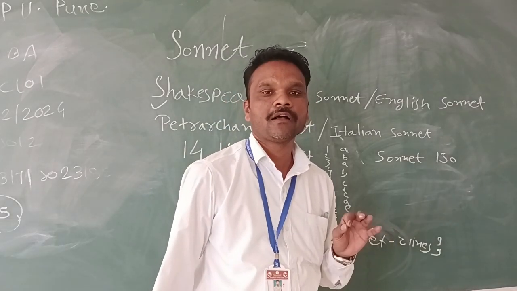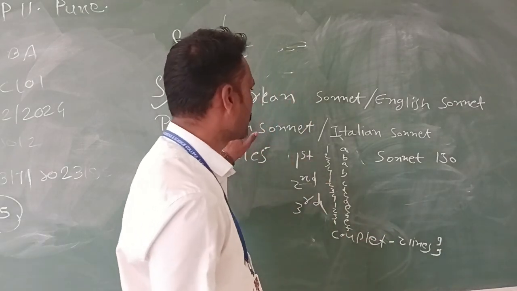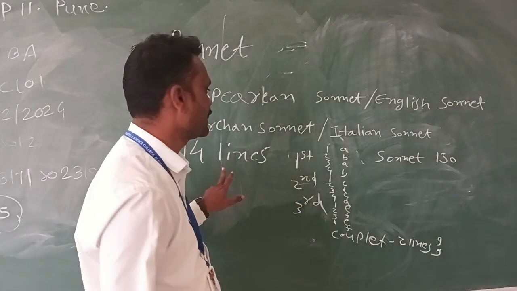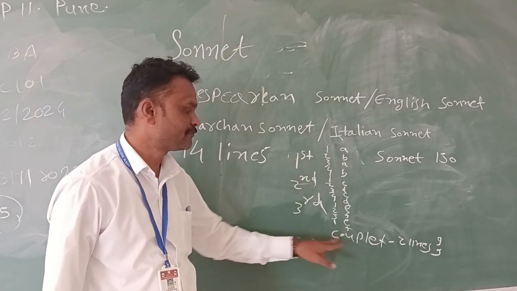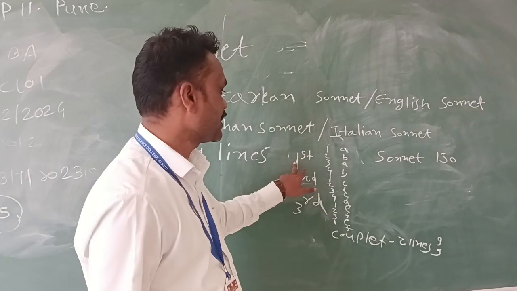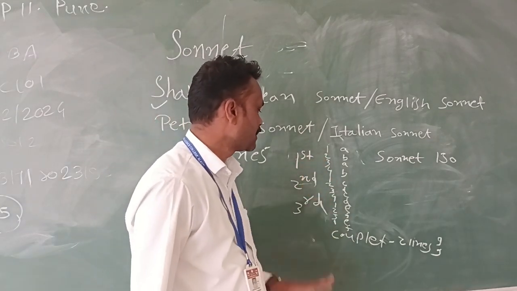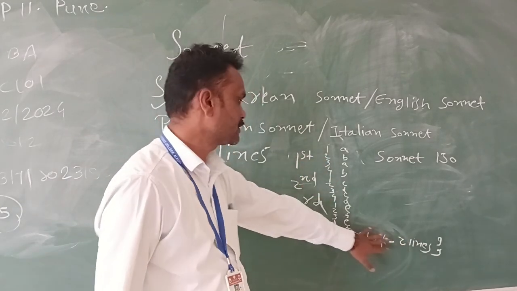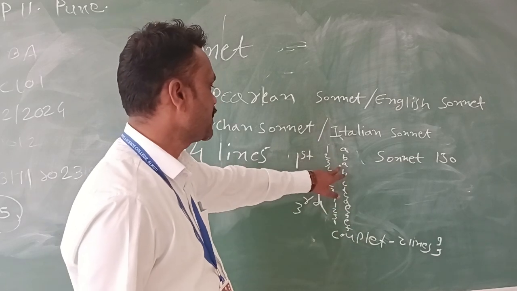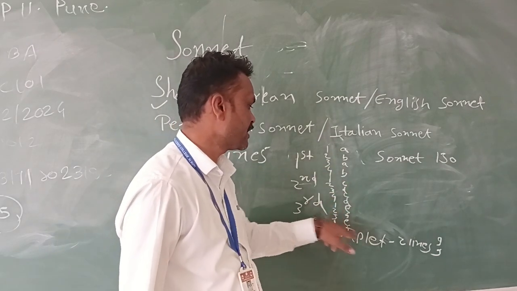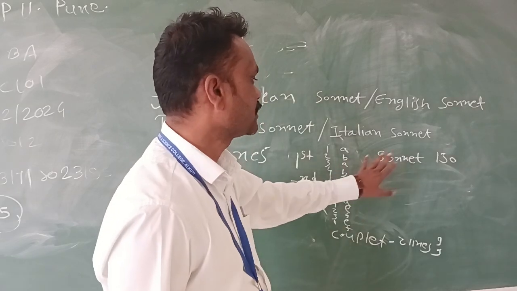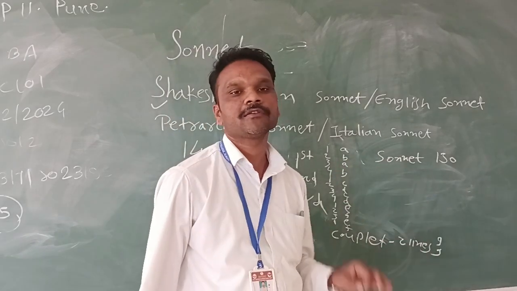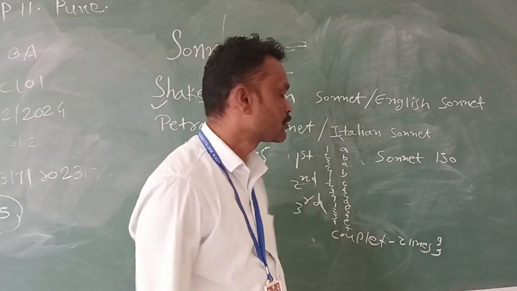So we will discuss the Shakespearean sonnet again. It has 14 lines and is divided into 3 stanzas and 1 couplet. Each stanza has 4 lines and the couplet has 2 lines. The rhyme scheme is A B A B C D C D E F E F G G. And the best example is the sonnet Let me not to the marriage of true minds.